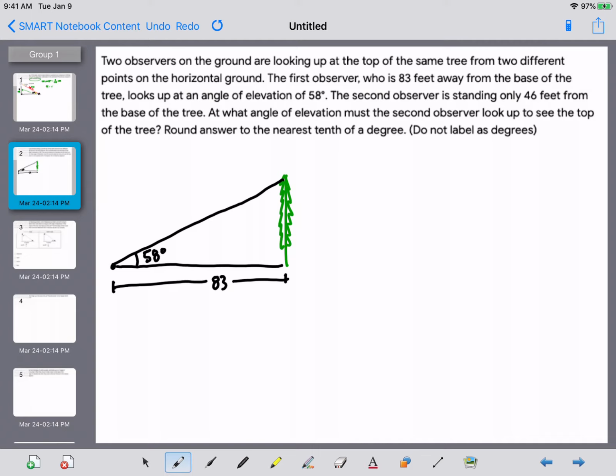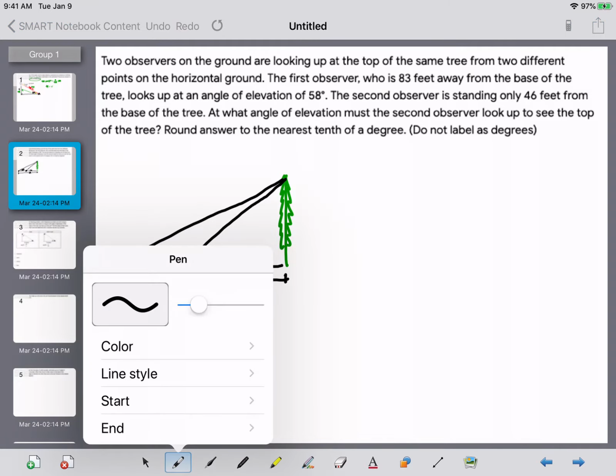The second observer is standing only 46 feet from the base of the tree. So he is quite a bit closer. So here's the second observer. And he's also looking up at the top of the tree. And he is 46 feet away. At what angle of elevation must the second observer look up to see the top of the tree? Round answers to the nearest tenth of a degree.